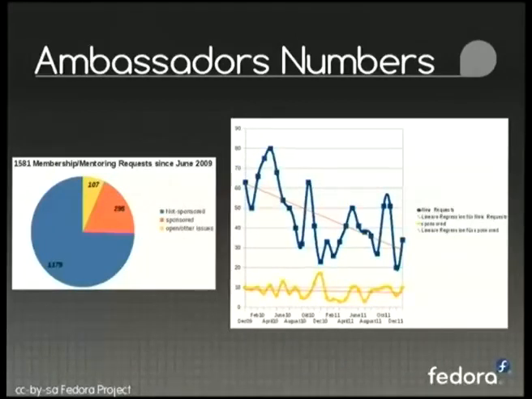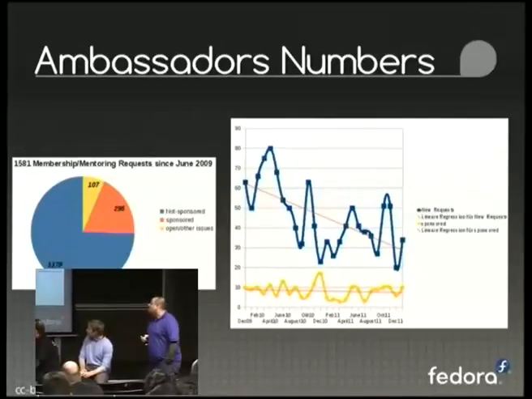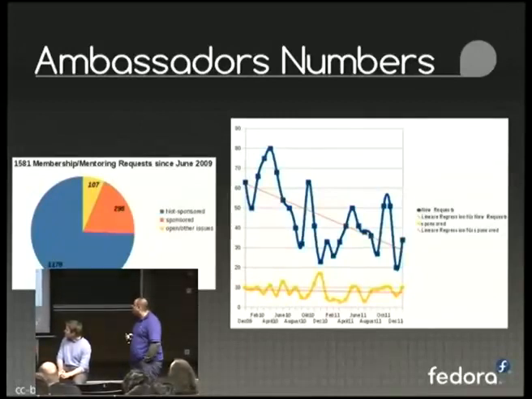We had nearly 1,600 membership requests, and from these requests, only 295 were sponsored, and these were not. And on the right side, you see the yellow line, so we sponsor 10 ambassadors every month.